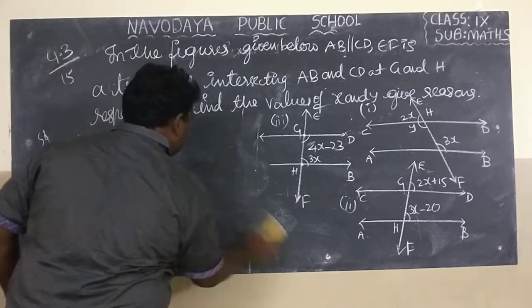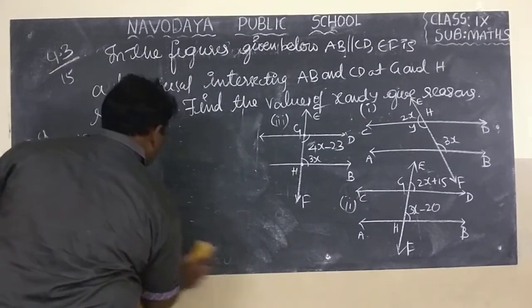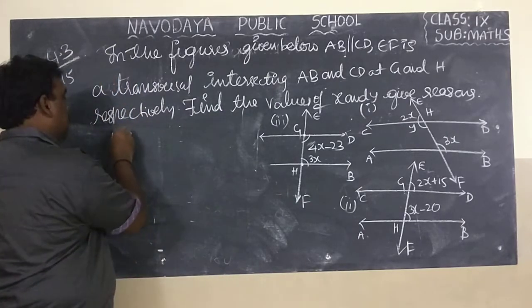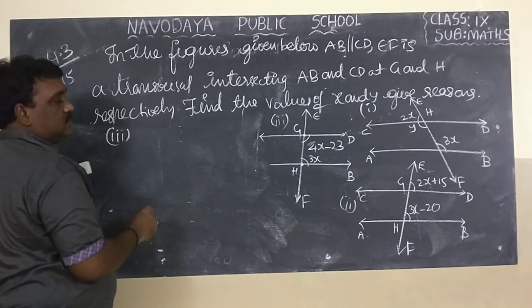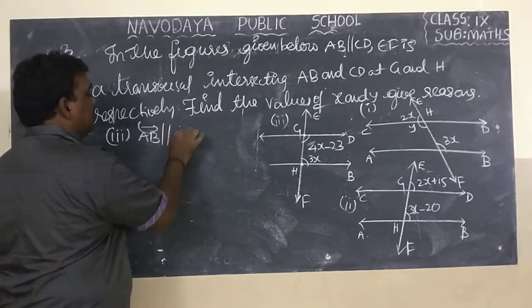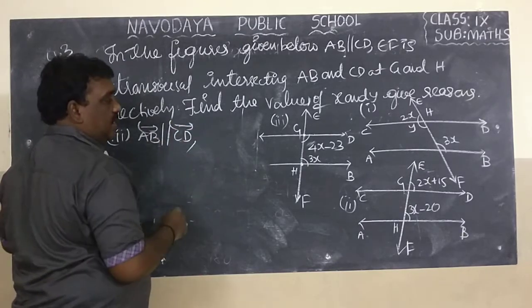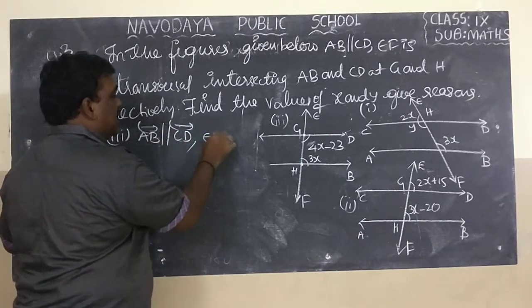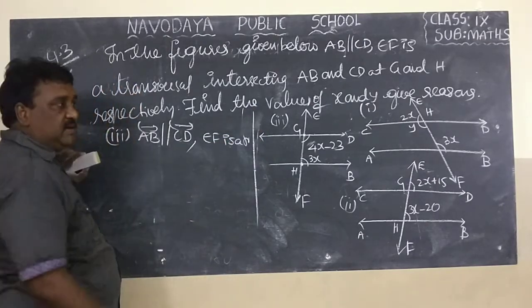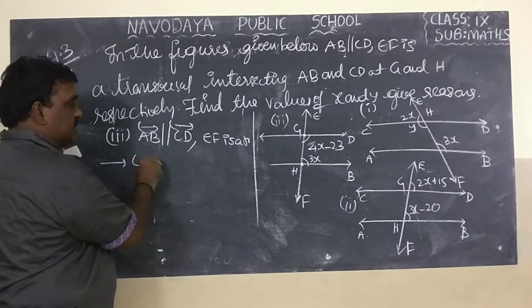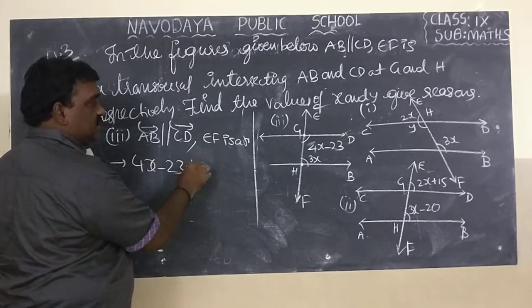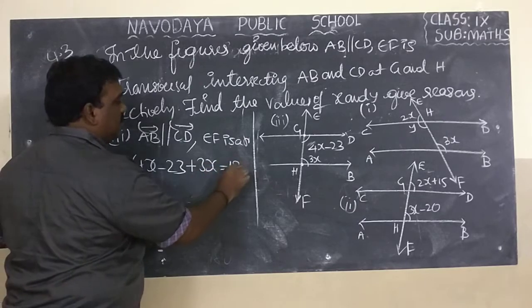Third sum. Third one. Okay now. AB parallel CD, comma EF is a transversal. Then what are the angles? 4x minus 23 plus 3x equal to 180.